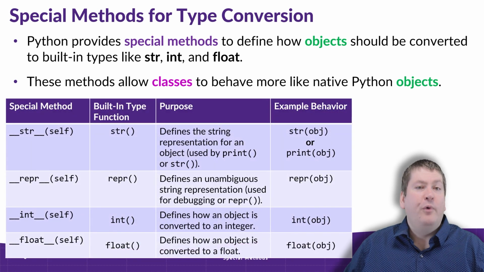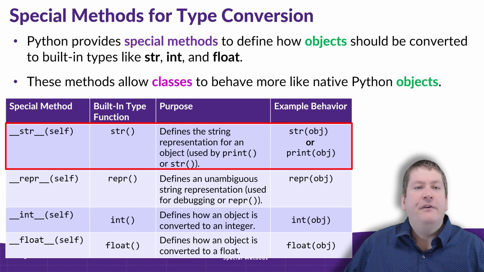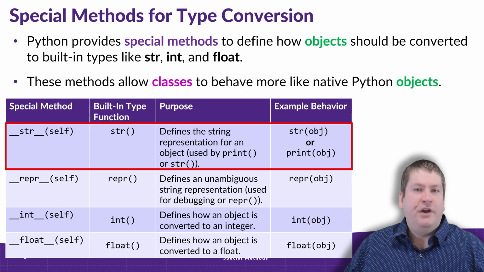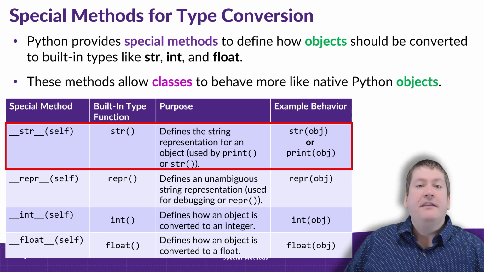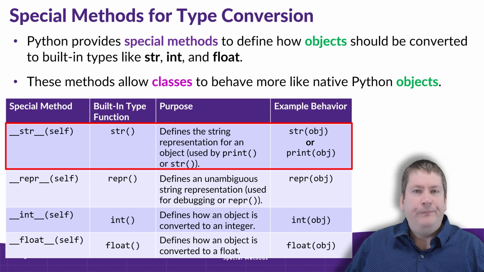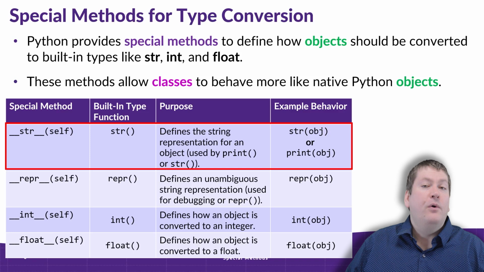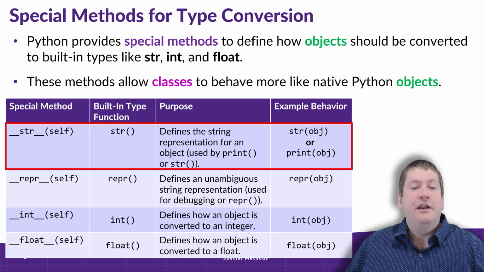So these are the four most common ones. And the first one is the string special method. And this works with the string function that's already built into Python. And its purpose is to define a string representation for the object. And this should be a string representation that's useful for an end user, not necessarily the programmer, that's descriptive and human readable. And this is triggered when we send it to a function like print or string, and it converts the object into a string.